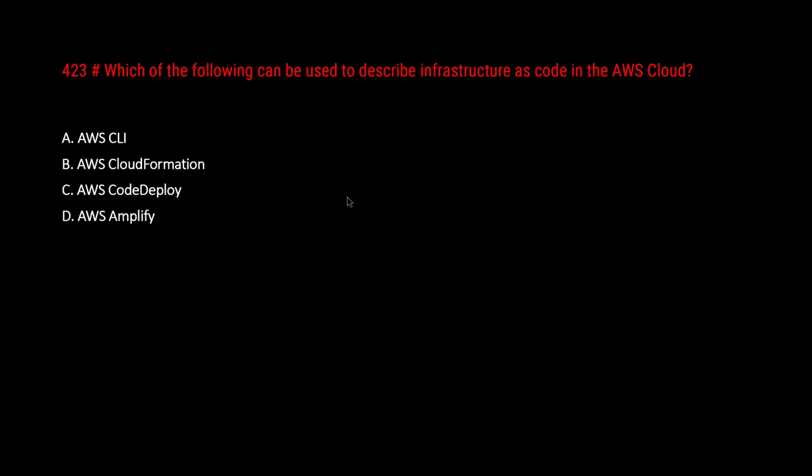Thank you again. Which of the following can be used to describe infrastructure as code? We just spoke about this. Describe infrastructure as code. Which tool is that, people? It's CloudFormation. I don't have to go and open it again, do I? No. Just remember, infrastructure as code, CloudFormation. Think of this as farming the cloud. How are you farming the cloud? Using different AWS services. Okay? Think of CloudFormation as that.